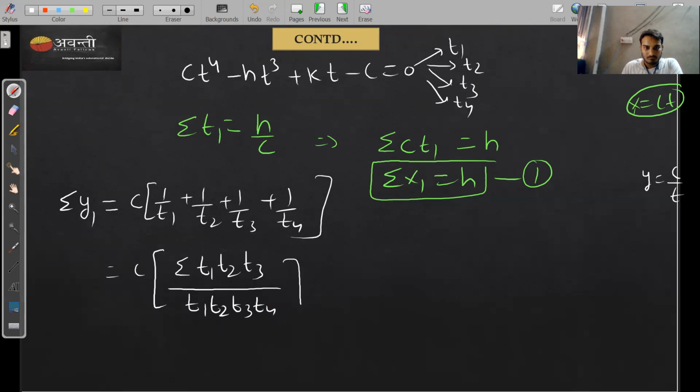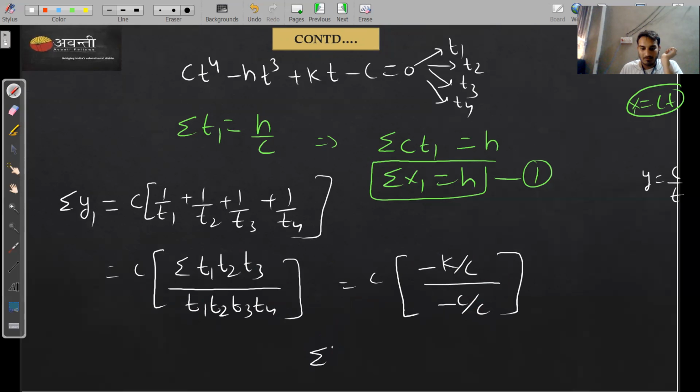Now what is the sum of roots taken 3 at a time? It would be minus k by c, yes or no? And the product of roots would be minus c by c, which is minus 1, right? So the summation of y, you get k. Let's call this equation 2.